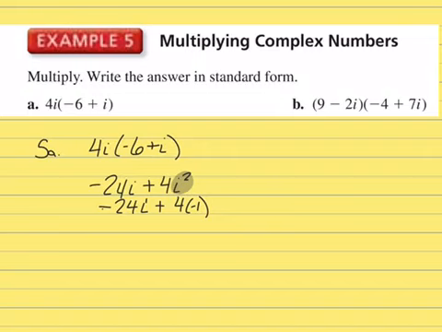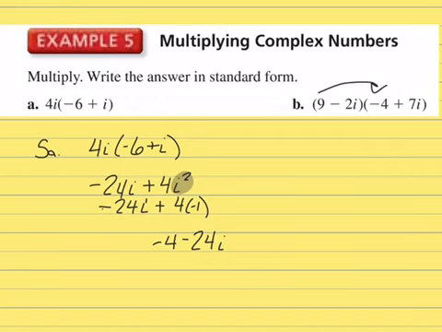So 4 times negative 1 gives me negative 4. That's my real part. That's going to go out in front. Minus 24i, my imaginary part, I'm going to move to the back. And that's my answer. For part B, we're just FOILing. Again, just keep your i terms straight. You'll have some i squareds pop up in here, but just watch what you're doing with your math.